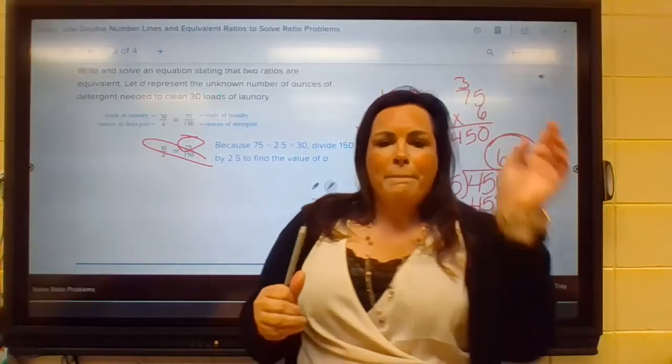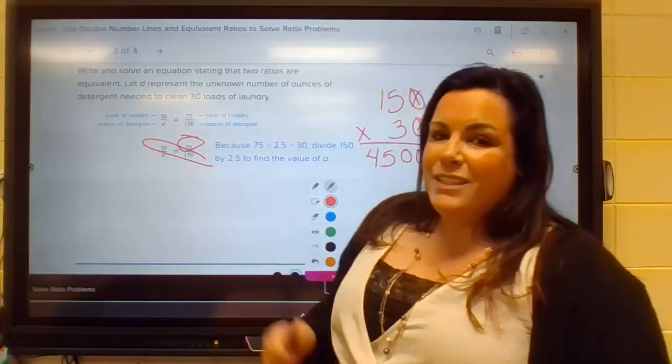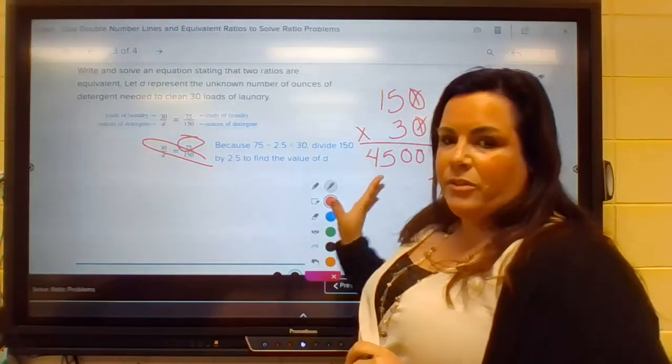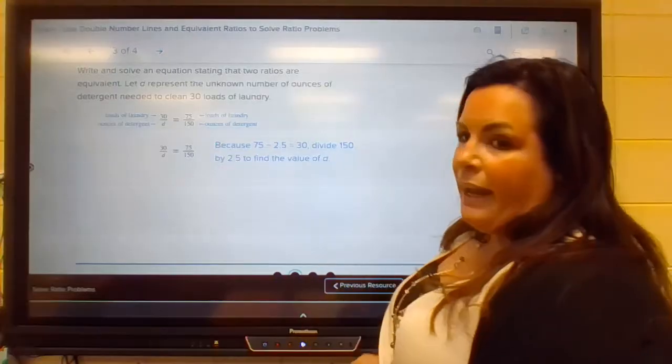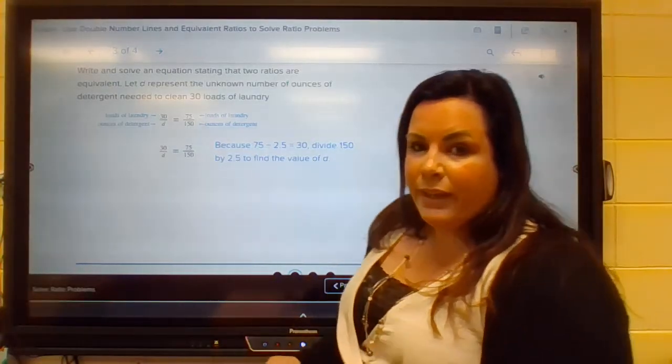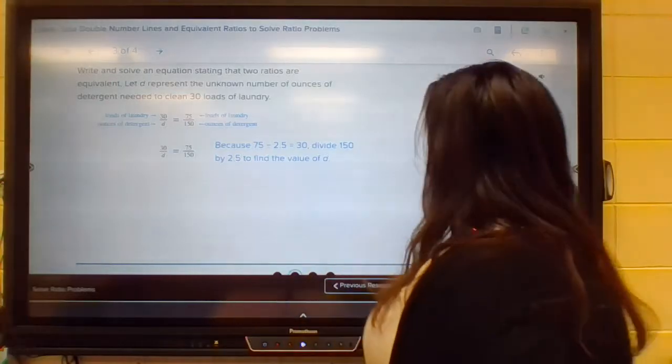A little bit easier. Multiply on the diagonal, then divide by what's left over. Easier way to find the answer than how they show you here. So this is just another tool for your toolkit. And that works on any fractions where you're trying to find the missing value. Okay. Multiply on the diagonal, divide by what's left over.